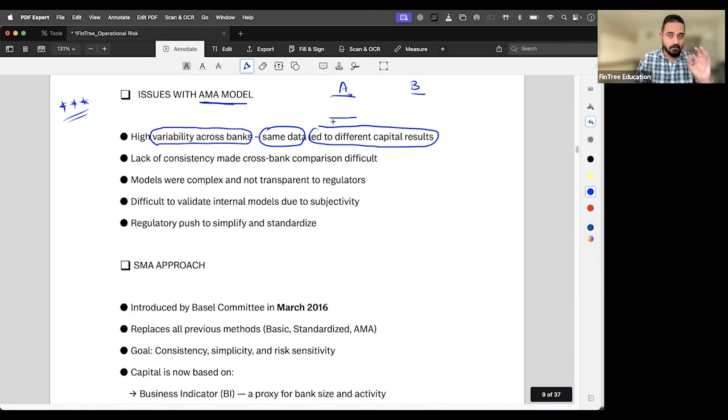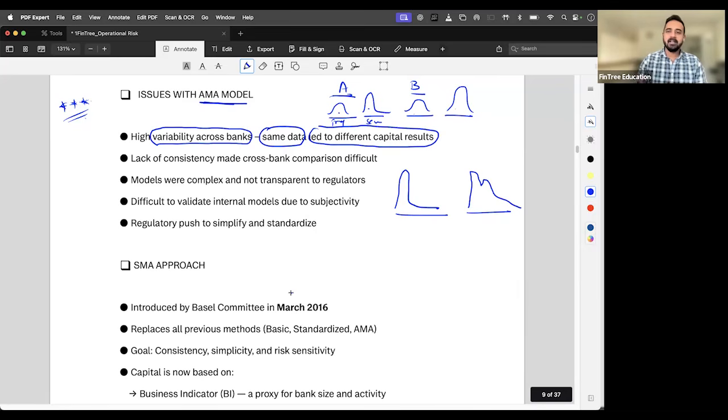Remember, we need two distributions. One for the frequency, hey, how many losses will I have? One for how big the losses will be, right? So loss severity. So imagine bank A and bank B have the same input data set, but they run Monte Carlo simulation. Now we know Monte Carlo simulation is a black box because it's randomly going to pick up numbers here, right? And therefore, the eventual loss distribution looked very, very different for bank A and very different for bank B.